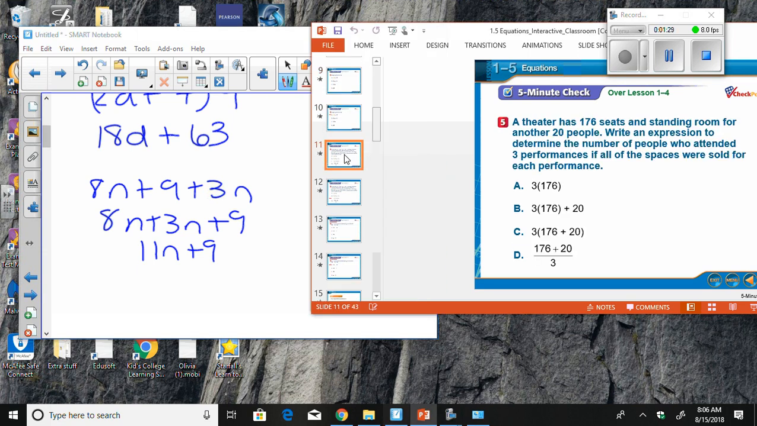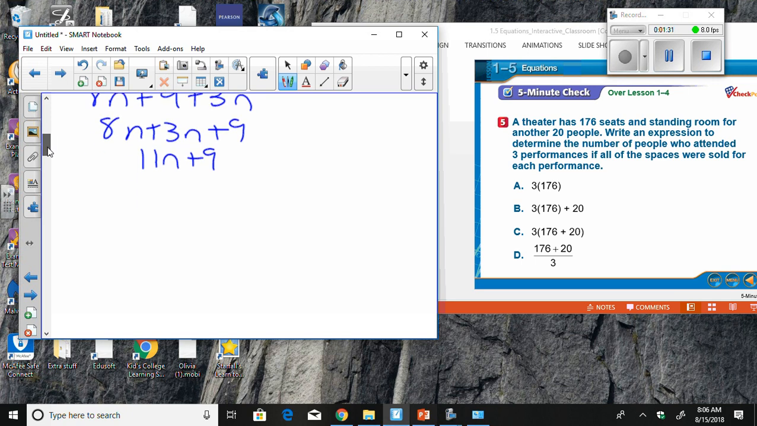A theater has 176 seats and standing room for 20 people. Write an expression to determine the number of people who attended 3 performances if all of the spaces were sold for the performance. So all of the seating, all of the standing, and we did 3 shows.